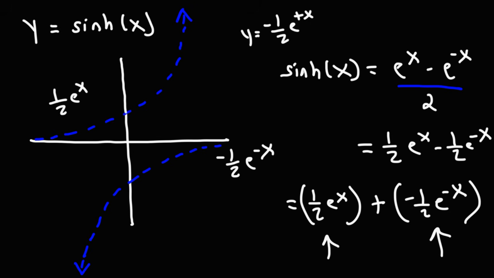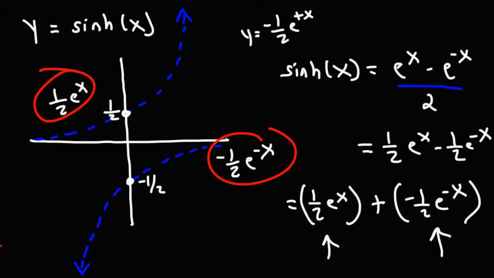Now, e to the 0 is 1, so when you multiply that by 1/2, this point is at 1/2. This point here is negative 1/2. Of course, it's not drawn to scale, but that's what those values should be. Hyperbolic sine is the combination, it's the sum of these two functions. So when you add 1/2 and a negative 1/2, it's going to add up to 0. So at the origin, it's 0.